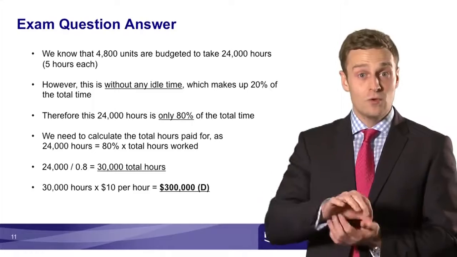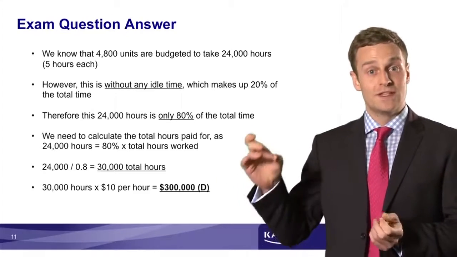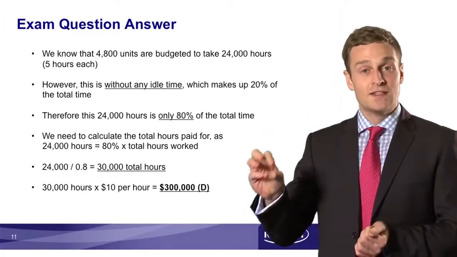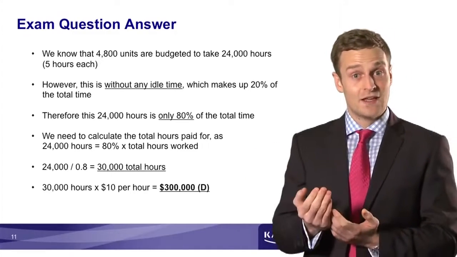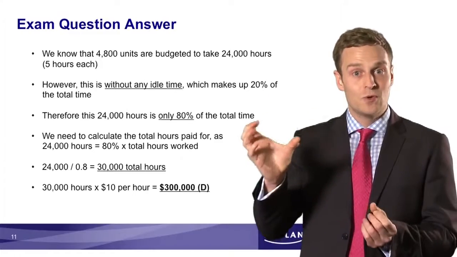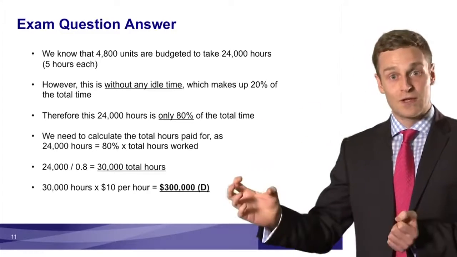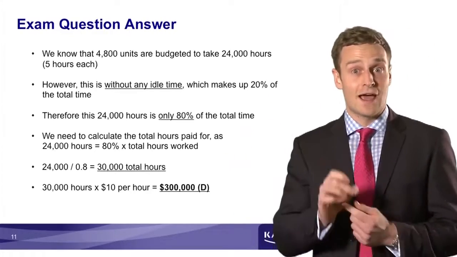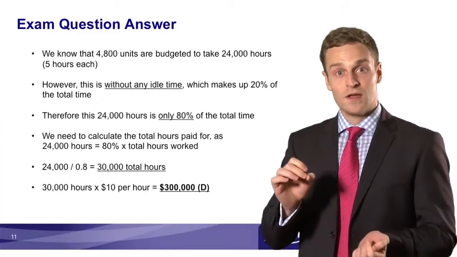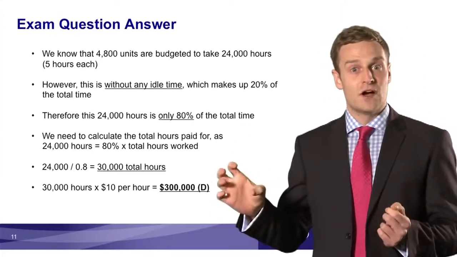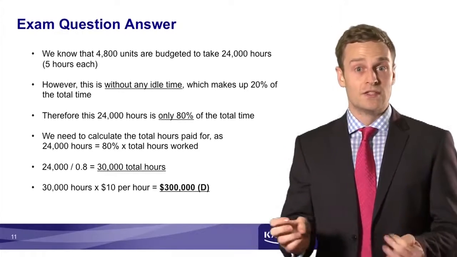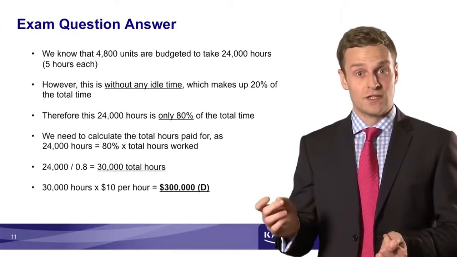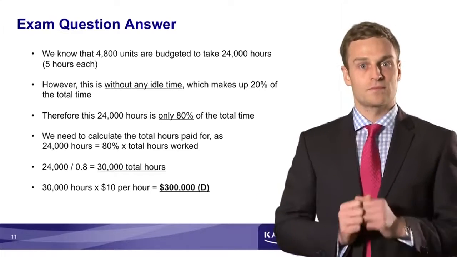So in order to get our total number of hours, we need to take our 24,000 hours, divide them by 0.8, so divide them by 80%, to gross them up to our total labour hours worked. If you do that calculation, that comes out as 30,000 total hours. It then says in the question that we're paying our staff $10 per hour, so we do 30,000 hours times $10, which gives you $300,000, which is answer D.